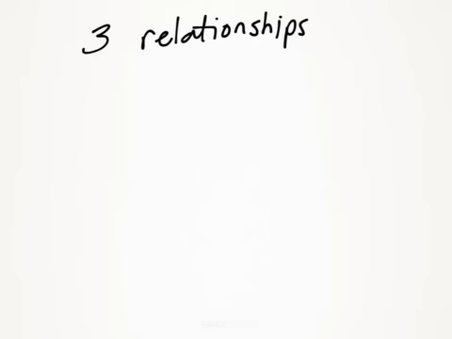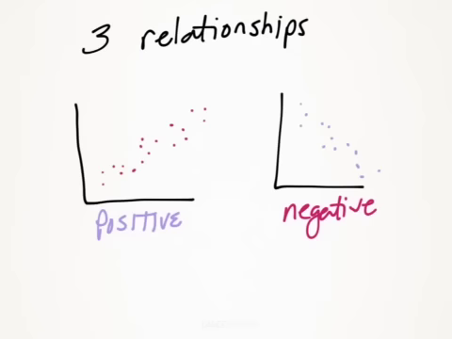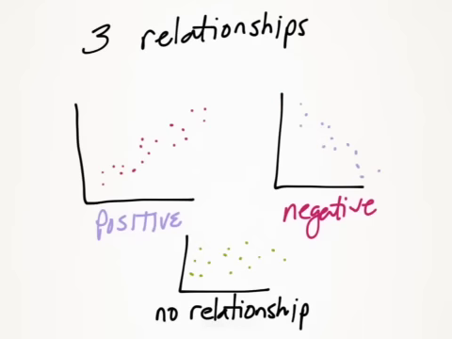There are three relationships that you could have with a scatterplot. You could have a positive relationship, in which the data tends to go from lower left to upper right, like this. You could have a negative relationship, in which it goes from the left and drops down to the right, as so. Or you could have no relationship, and that's when the dots are just kind of all over the place.